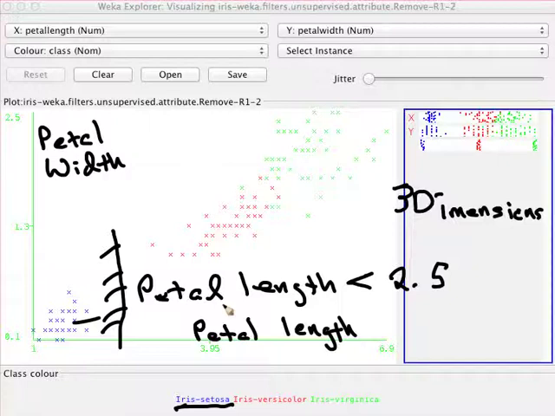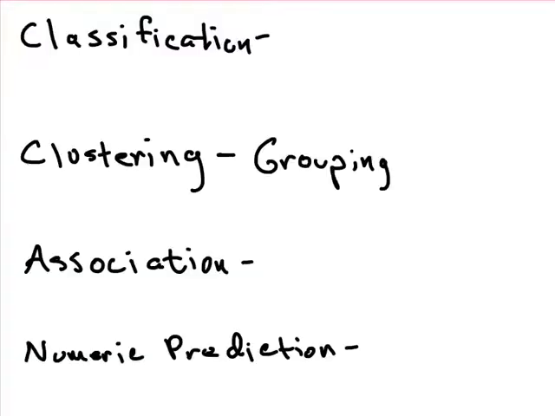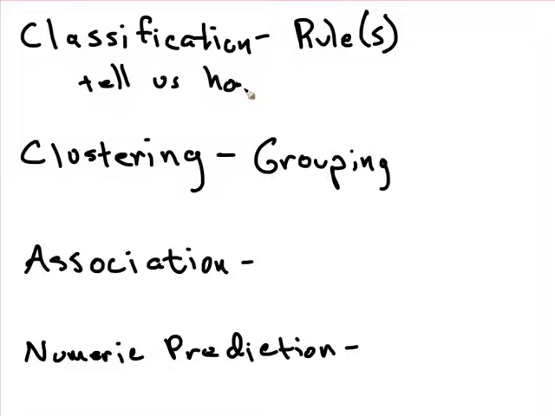Clustering has to do with groups. Classifying has to do with rules that tell us, given the features, what the class is. We don't have to have just one rule when we're classifying. We can have multiple rules, but no matter what, the rules will tell us how the features determine the class.